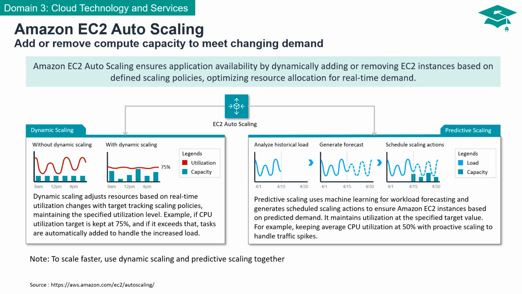Predictive scaling takes a proactive approach using machine learning to forecast workloads. It generates scheduled scaling actions, adding or removing Amazon EC2 instances based on predicted demand. This ensures that resource utilization remains in line with the specified target value, such as maintaining average CPU utilization at 50%. Proactive scaling helps handle unexpected traffic spikes and maintains a balanced utilization level.